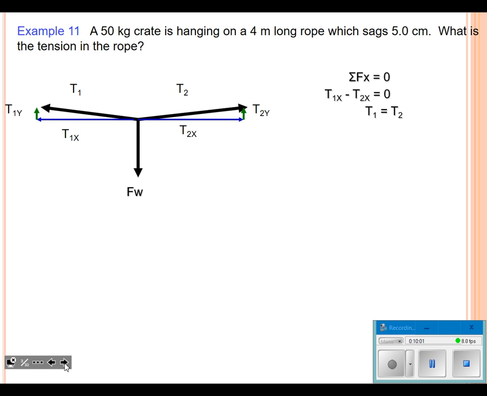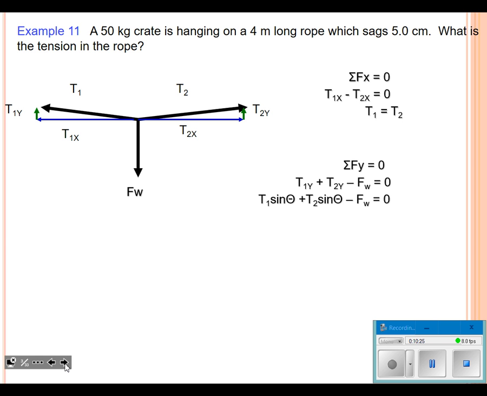So we would be able to say that T1 and T2 are equal because, again, this was hung in the middle. These angles are going to be the same. All right. Then for our y, we can say that T1y plus T2y minus our weight force is equal to 0. Now we can substitute in those components as T1 sine theta plus T2 sine theta minus F of w.